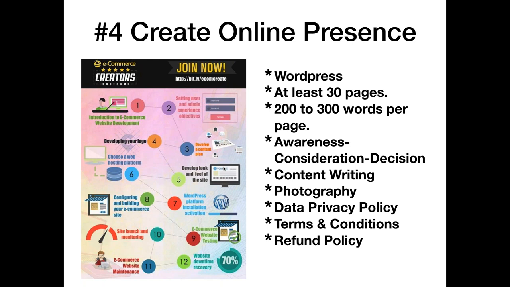So usually we build a website, we teach the MSME to build a website using platforms like WordPress. The website must have at least 30 pages, 200 to 300 words per page, to be favored by search engines or to be seen well by search engines and by readers as well. Content must cover awareness, consideration, and decision stages. Of course, they do a lot of content writing, photography if there are products, and integrating important policies, including data privacy, terms and conditions, and refund policy.